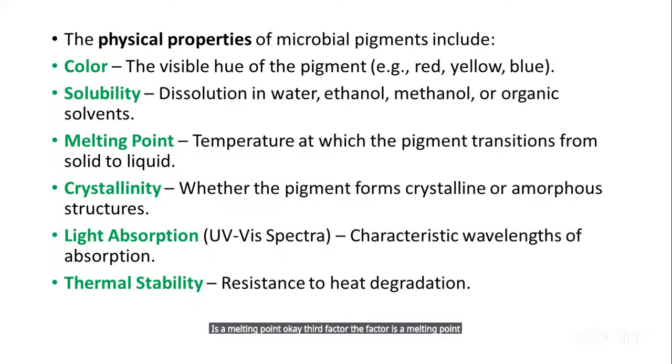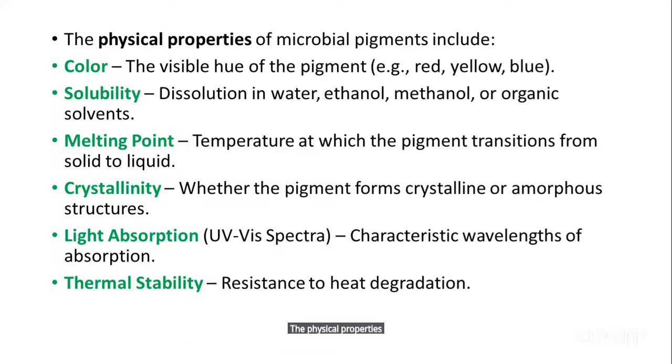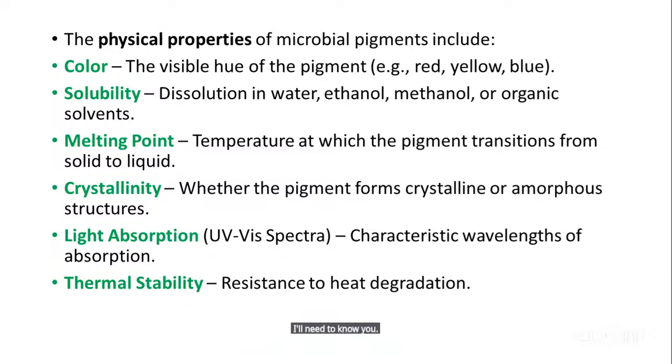So we know that every molecule, every substance has a particular melting point. Okay, what is melting point? We know melting point is the temperature at which the pigment shifts from solid to liquid. Okay, so this melting point is under the physical properties. Then next factor is crystallinity, whether the pigment forms a crystalline or amorphous structure. Okay, and next two things are absorption and thermal stability. What is the stability under a wide range of temperatures? We should know. This comes under the physical properties.